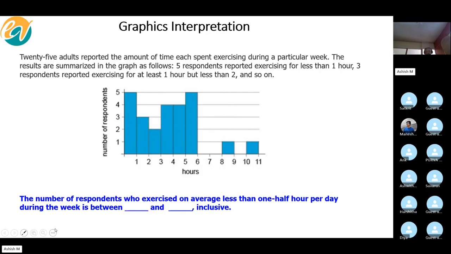Is the diagram clear to you? So basically, there are a total of 25 adults, and I think GMAT is being, frankly, quite descriptive here. It clearly says that 5 respondents, and notice these are those 5, reported exercising for less than 1 hour. Less than 1 hour obviously would mean from 0 to 1.